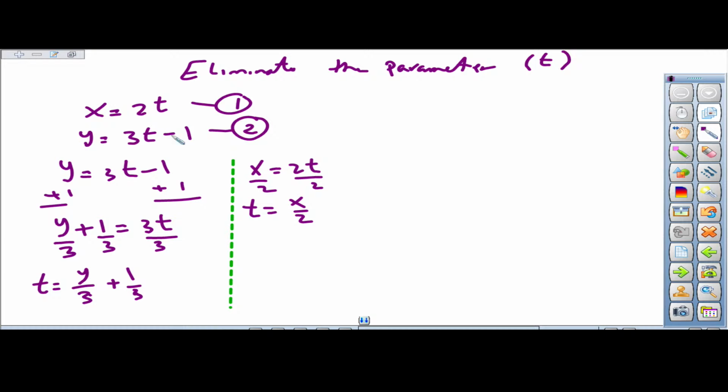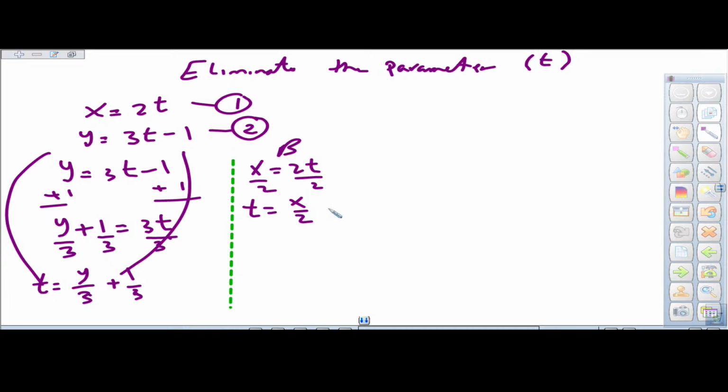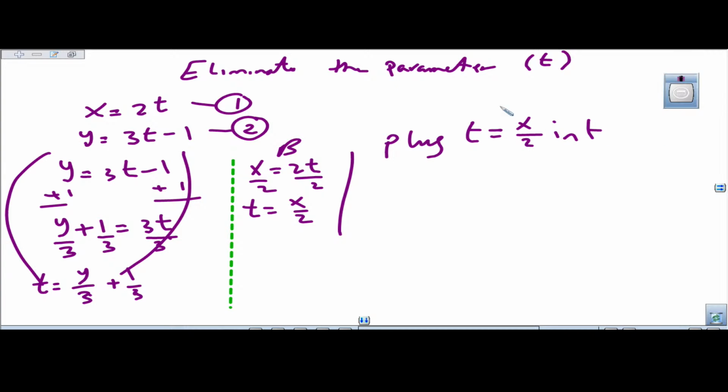Anyways, once you arrive here, let's pick one of them. Which one do you want me to pick? The A or the B? B. Okay, thank you. We'll take the B then. I'm going to take t equals x over 2 and plug it into number 2 in this case. You can't plug it into yourself. If you plug it into yourself, you're going to get the same equation back. So plug it into number 2.